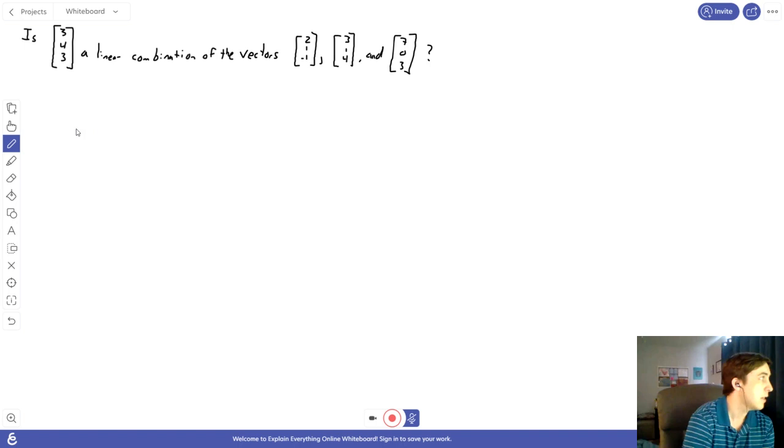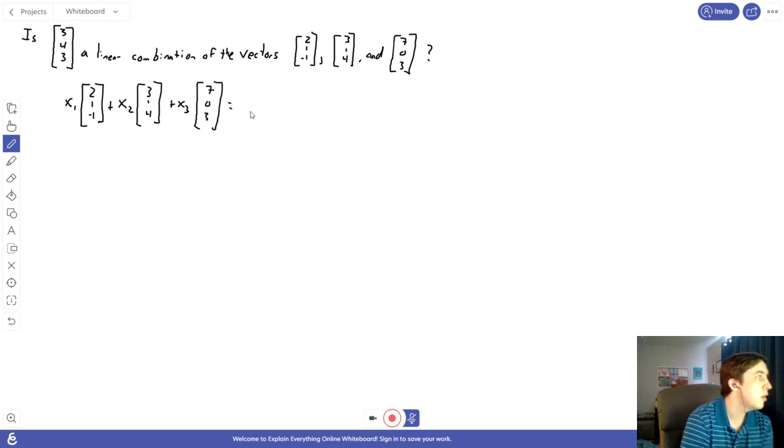What we're saying here is that there are some scalars, maybe x1, x2, and x3, that we can multiply by these three vectors: x1 times (2, 1, -1), plus maybe an x2 times (3, 1, 4), and maybe an x3 times (7, 0, 3). And we want to know if we can produce the vector (3, 4, 3) out of those other three vectors via addition and scalar multiplication by some scalars x1, x2, and x3.